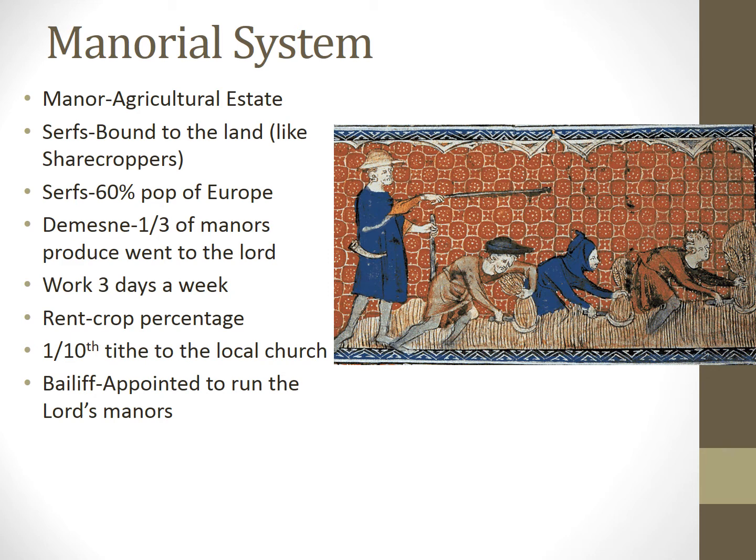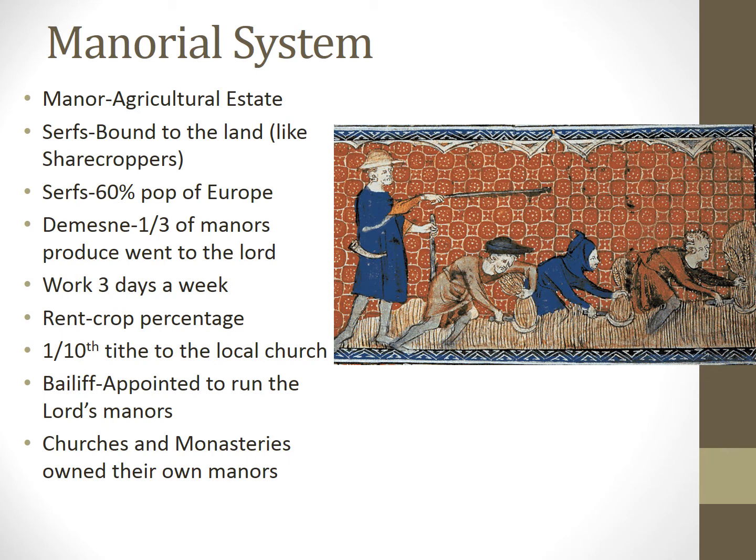The agricultural production in Europe during the High Middle Ages occurred on agricultural estates or manors, and this could be referred to as the manorial system. On the manorial system, every manor, and churches had manors as well as did lords and vassals, they owned land, and the land is worked by a population known as serfs.